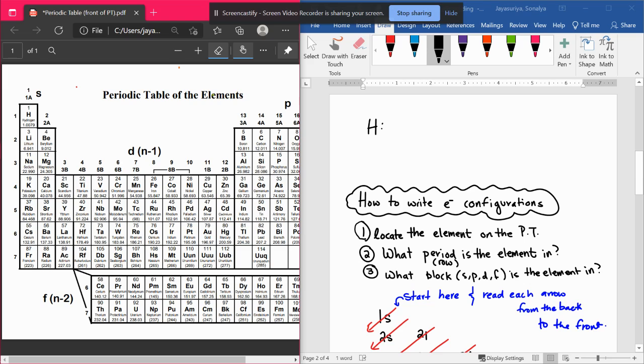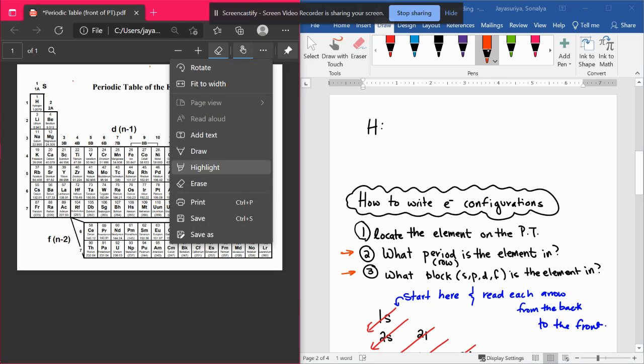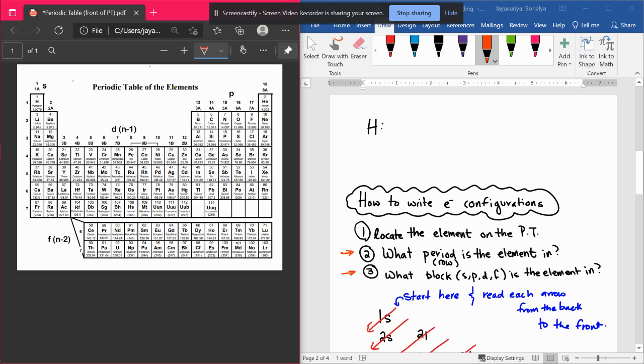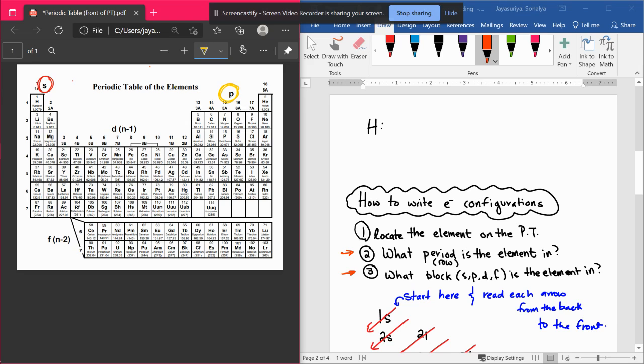Now the next thing you ask is what block? So I asked what period, now what block is hydrogen in? Now, remember the sublevels that we put in our apartment building? Those are actually present in the periodic table itself. I had to just make it a little bit smaller, zoom out, just so I can highlight everything, okay? In the periodic table, the first two columns, okay, these first two columns are called the S block. And the big squarish kind of area here, that's the P block, okay?